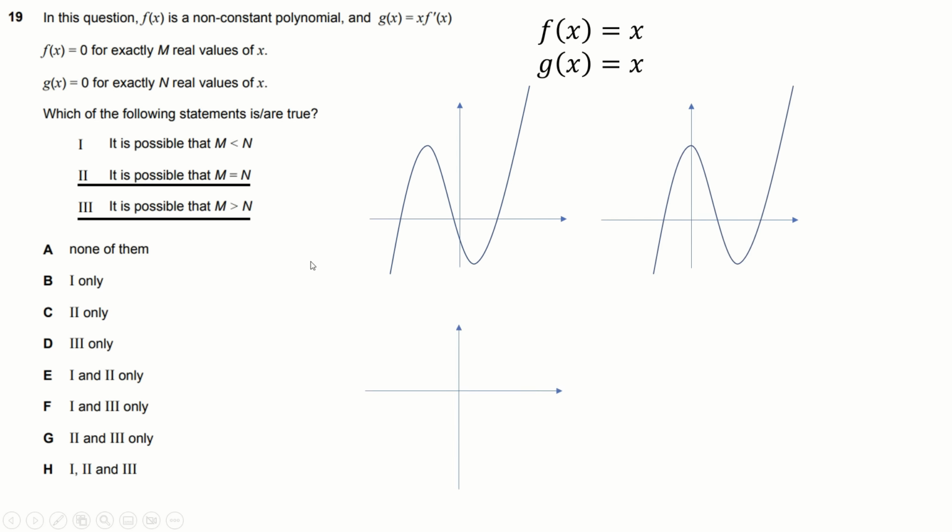And finally, if I draw this graph, this is f of x. F of x clearly has one root, but if I differentiate it, it's going to have a root here and a root here, because those are the stationary points. And when I times by x, it will have a third root in the middle. And so n will be 3, and m is only 1. So that's therefore an example of that, and all of them are possible.